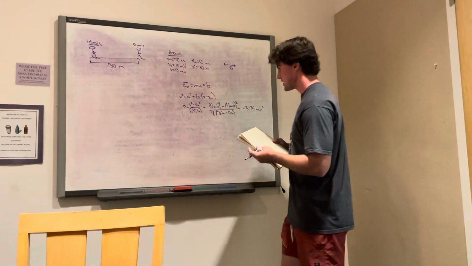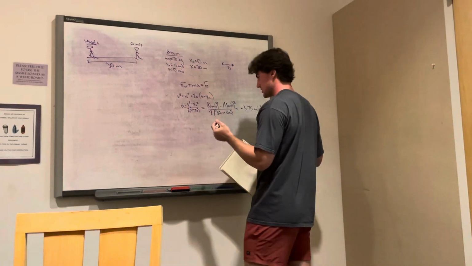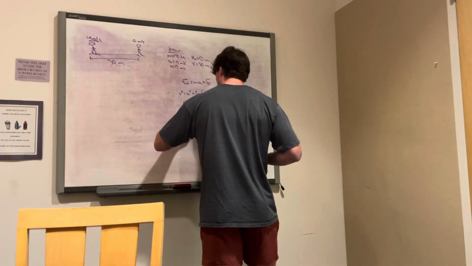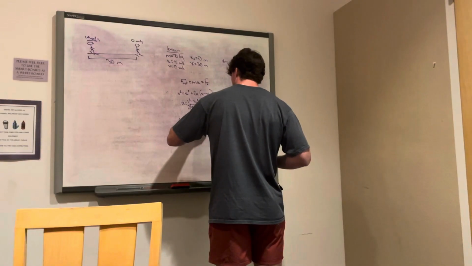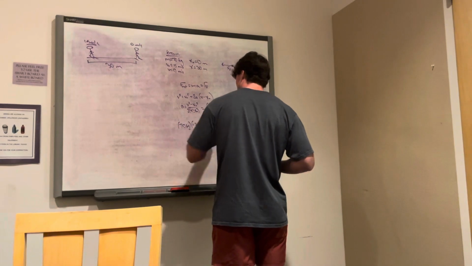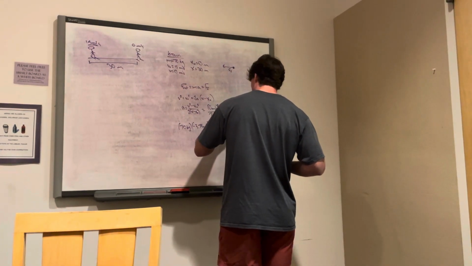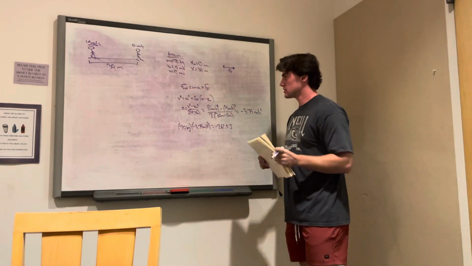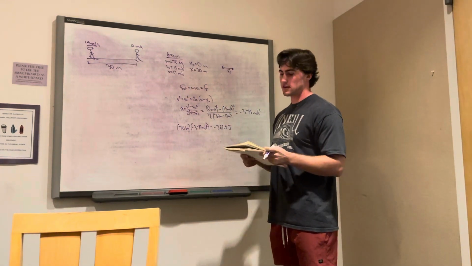So now that we know acceleration, we can reapply it to this F net equals ma equation. So we have our mass of 70 kilograms times our acceleration of negative 3.75 meters per second squared. And this equals negative 262.5 joules. And this will be the force of friction required to stop the skier from their initial speed of 15 meters per second after 30 meters.